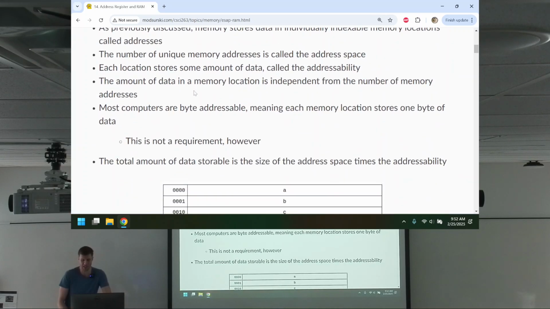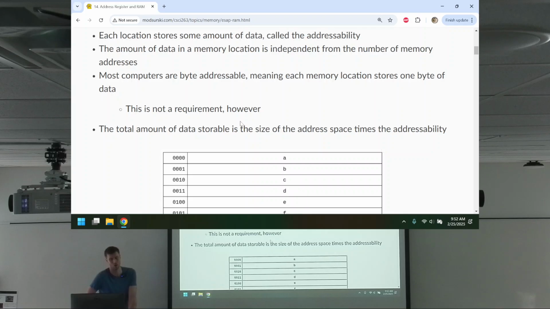The number of unique memory addresses is called the address space. Each location stores some amount of data. That amount is called the addressability, for example byte addressable. The amount of data in a memory location is independent from the number of memory addresses. Most computers are byte addressable, but this is not a requirement. You can have a bit addressable computer if you want, but that's just crazy.